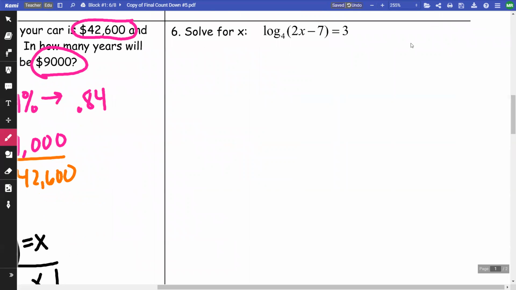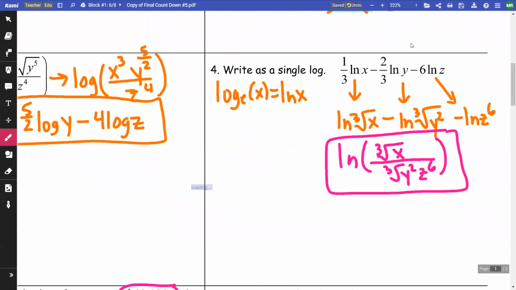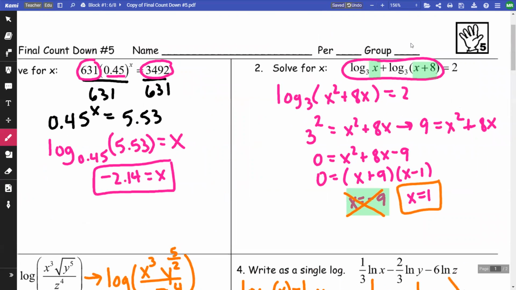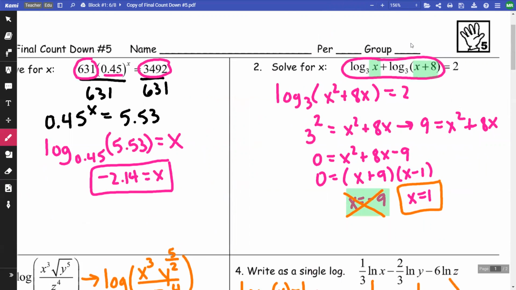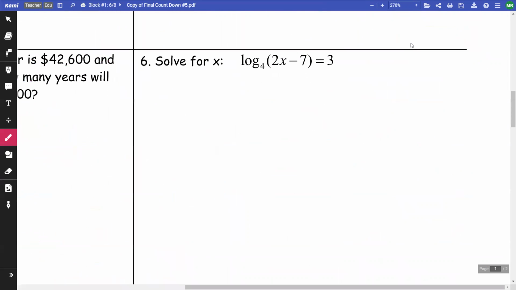On number 6, it's in logarithmic form. It is a single logarithm, unlike the one before that, where I had to get both the logs into a single logarithm on number 2. Okay, this one is a single logarithm, so that's a head start for us.